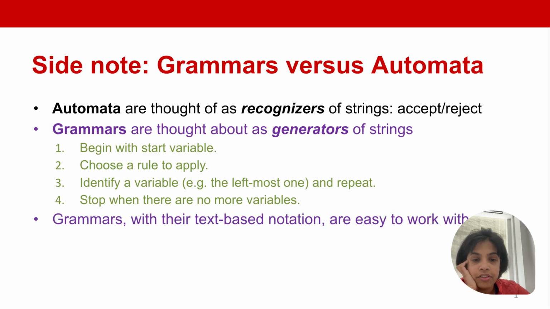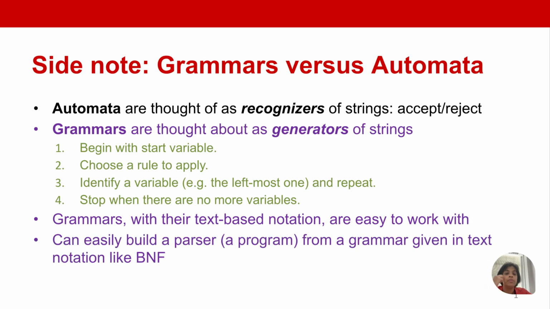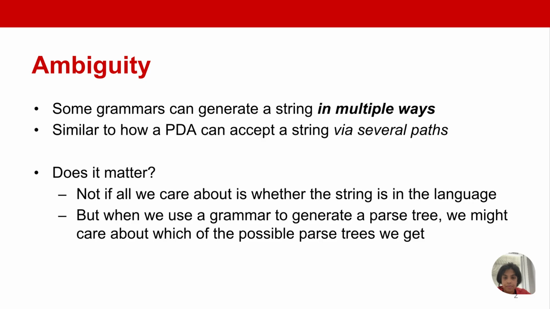Now, grammars, because they have this kind of text-based notation, they're pretty easy to work with, and you can build a parser from a grammar, which is pretty useful when you're building compilers. Now, there is this concept of ambiguity, which we don't really like when we're building compilers because it makes the compiler hard to build, but there are sometimes ways to generate strings in multiple ways. It's similar to how a PDA can accept a string via different paths, but they're not exactly the same concept.